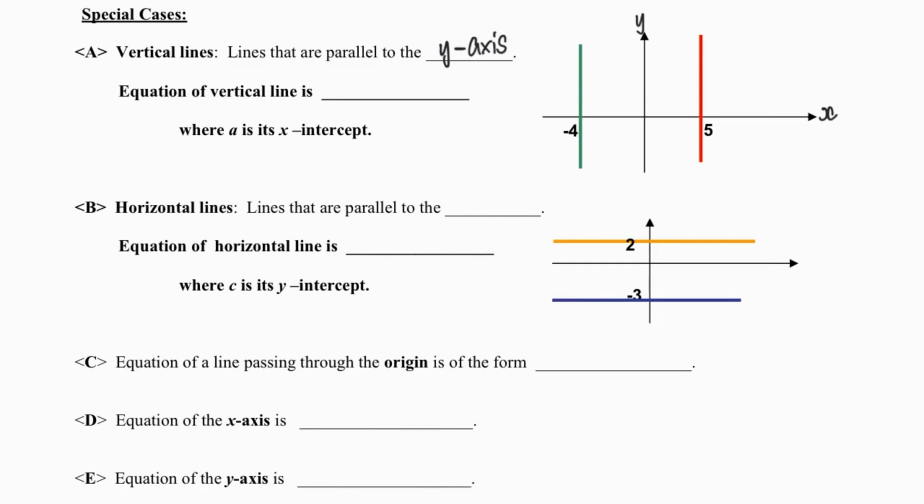And the equation of this line, do take note. Every point on this line, the x value is -4, so this will be x equals -4. Every point on this red line, the x value is 5, so it's x equals 5. Therefore, the equation of a vertical line is x equals some number, I'm going to call it a, where a is the x-intercept.